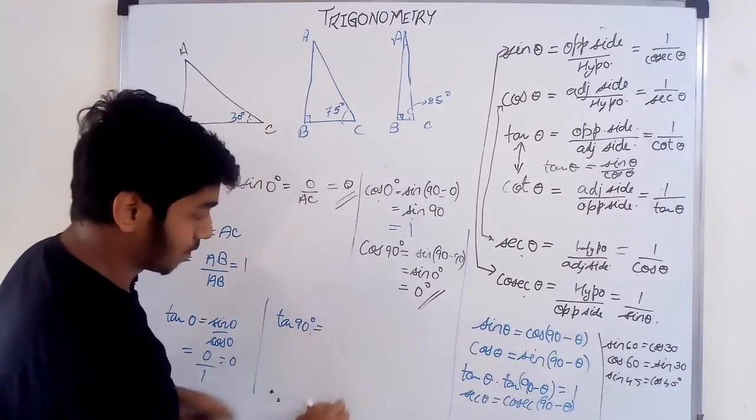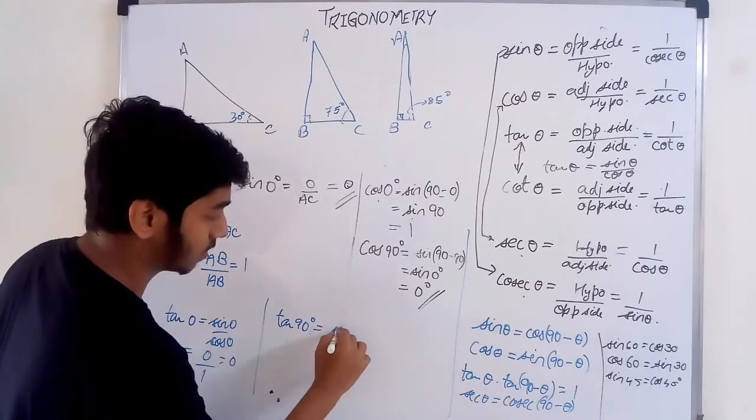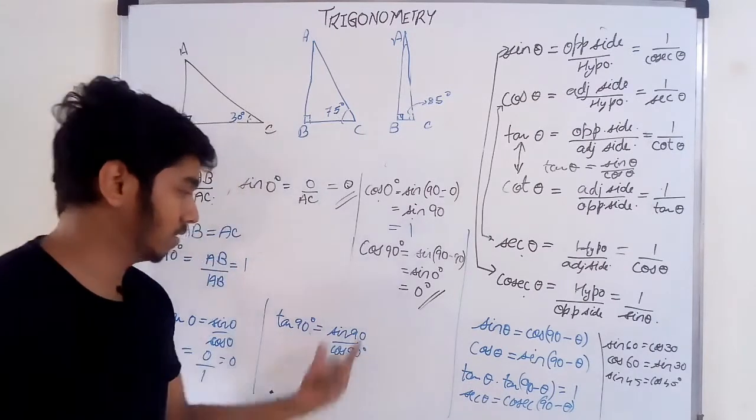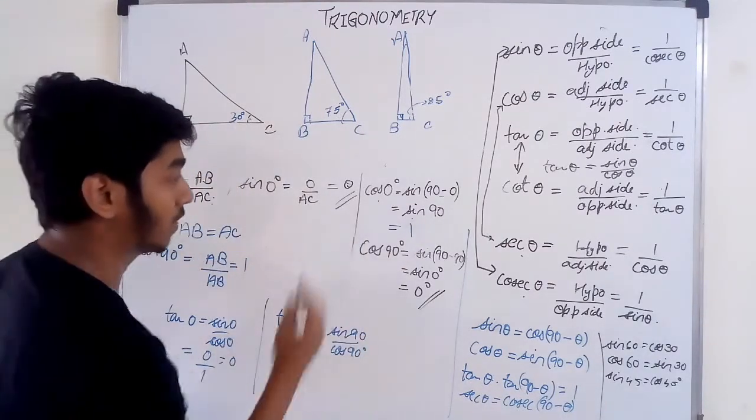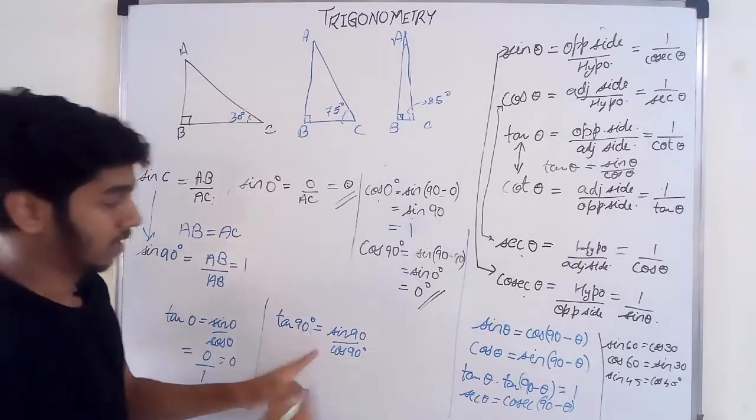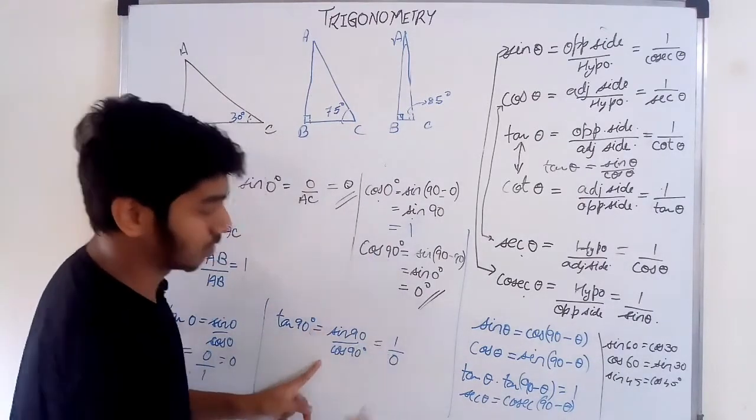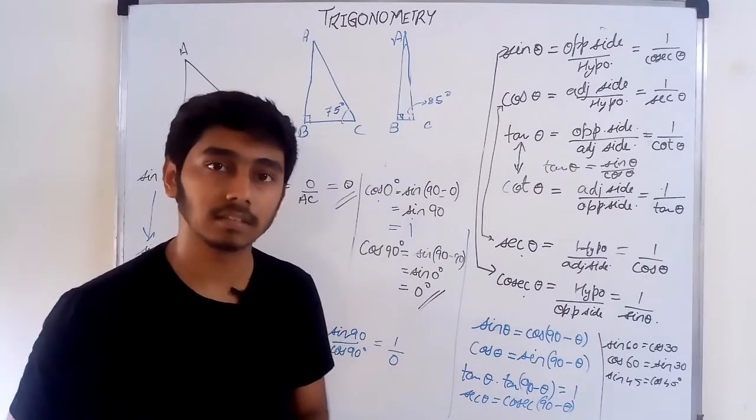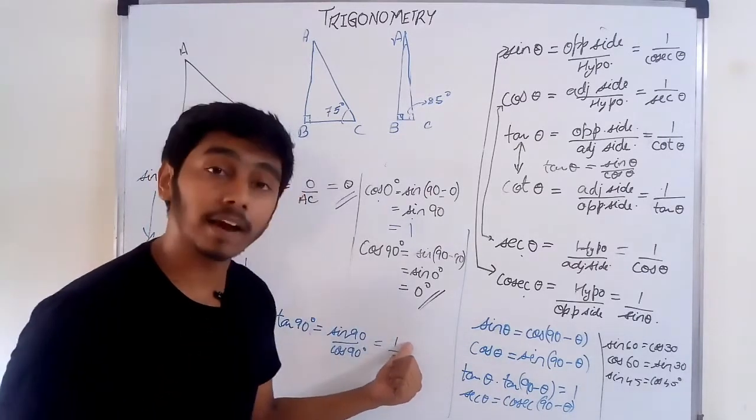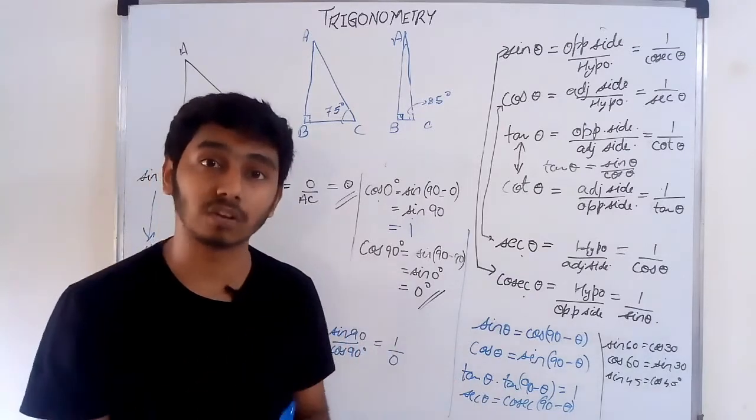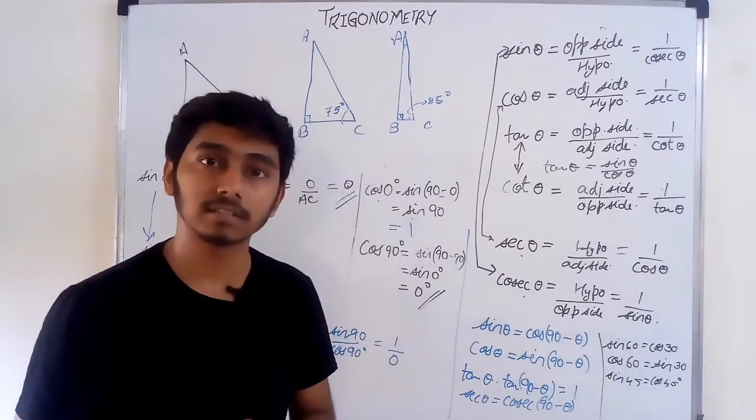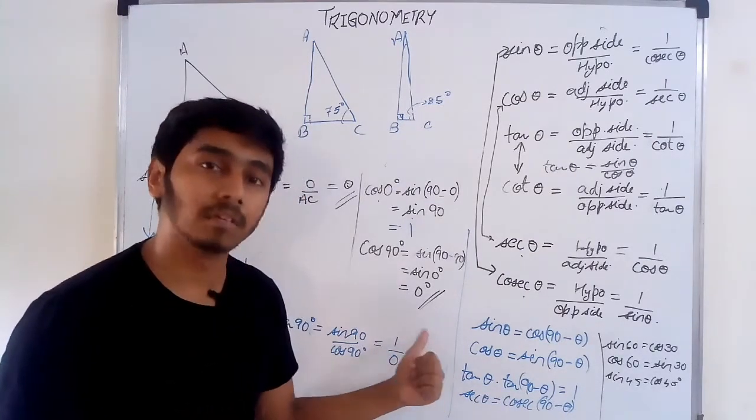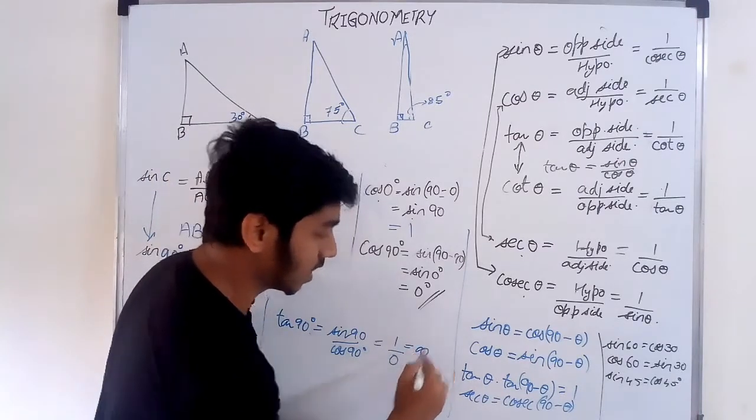Same way, what is tan 90? Again, sin 90 upon cos 90. Sin 90 is 1, so 1 upon cos 90, which is 0. Now 1 upon 0, can you divide any number into 0 parts? Yes or no? Think of this. Let's say you have 10 chocolates. Can you divide them into 0 parts? No, right? There has to be some division. Therefore 1 upon 0, or any number upon 0, is always infinity.